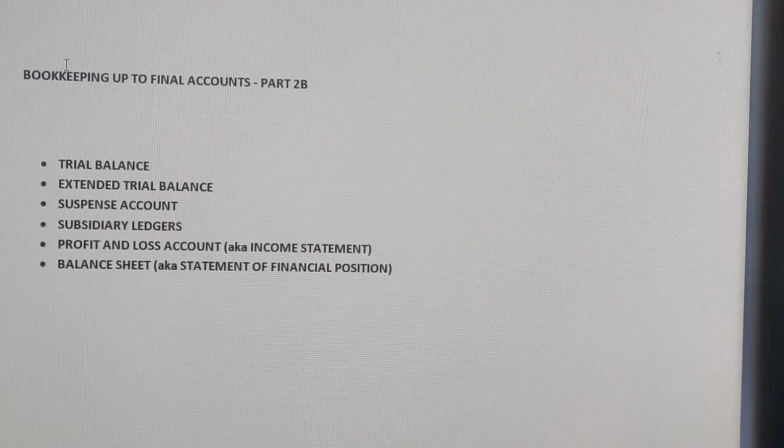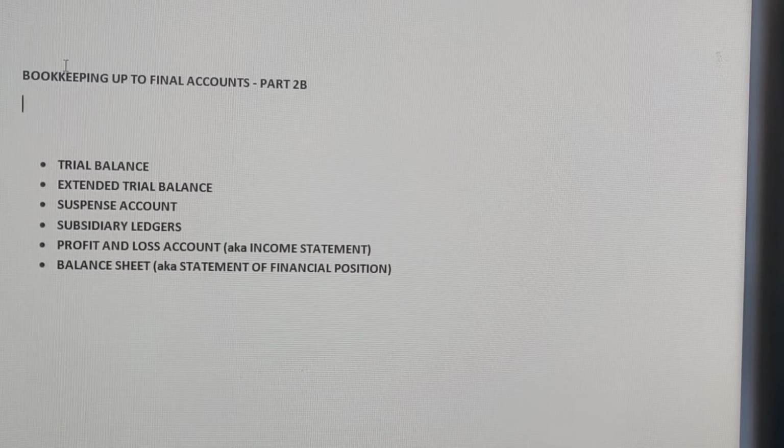Today's topics are trial balance, extended trial balance, suspense account, subsidiary ledgers, profit and loss account, also known as income statement, balance sheet, also known as statement of financial position. Now let's get started.